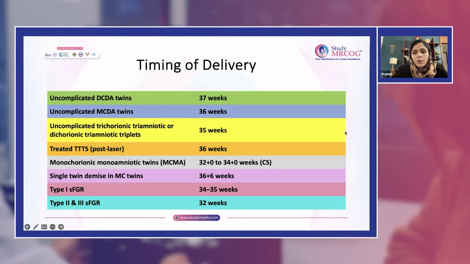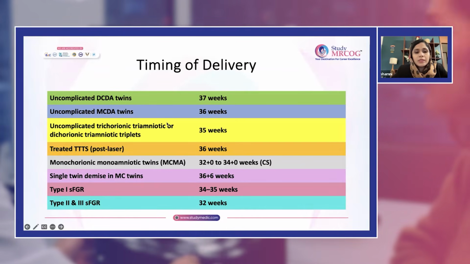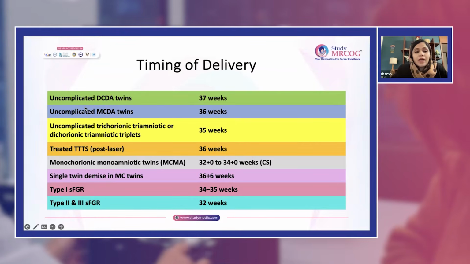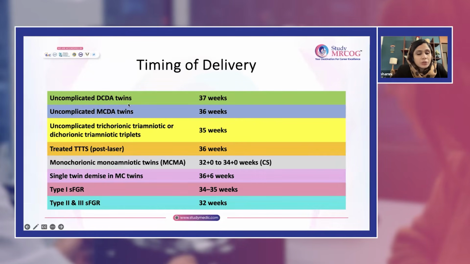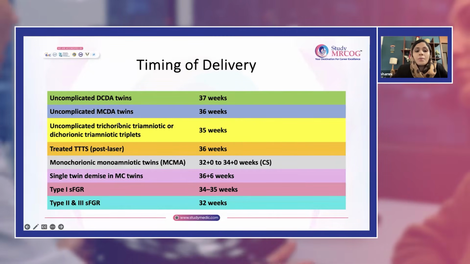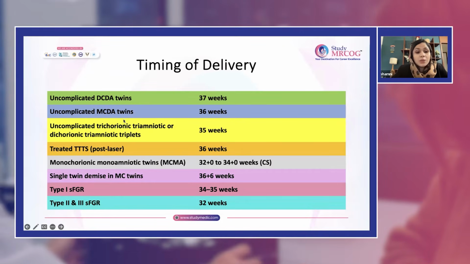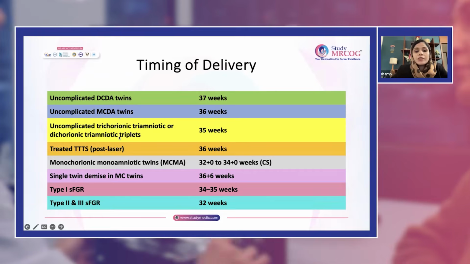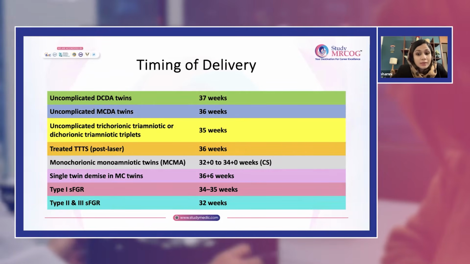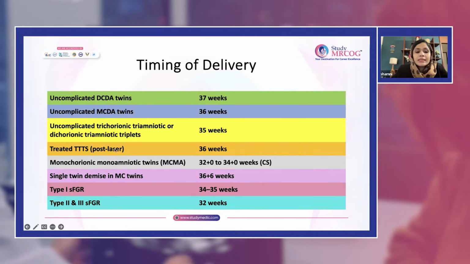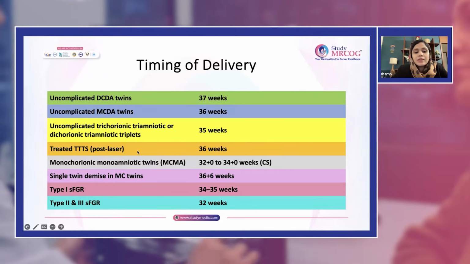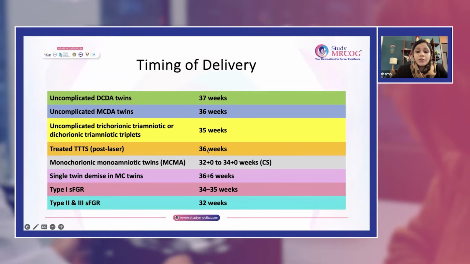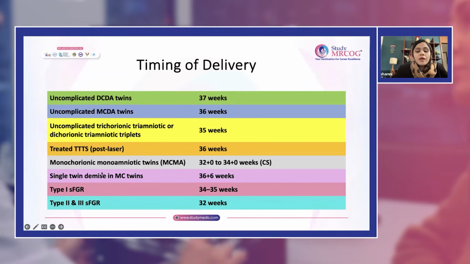This table is very important. You will get questions from each and every box here. Delivery timing. Uncomplicated DCDA twins, you are going to deliver at 37 weeks. Uncomplicated MCDA at 36 weeks. Uncomplicated trichorionic triamniotic triplets, you will deliver at 35 weeks. Treated TTTS, here again there is a change in the new update. It is going to be 36 weeks according to the new update.